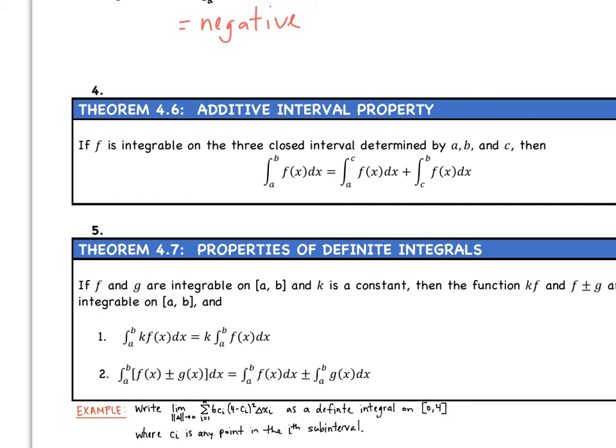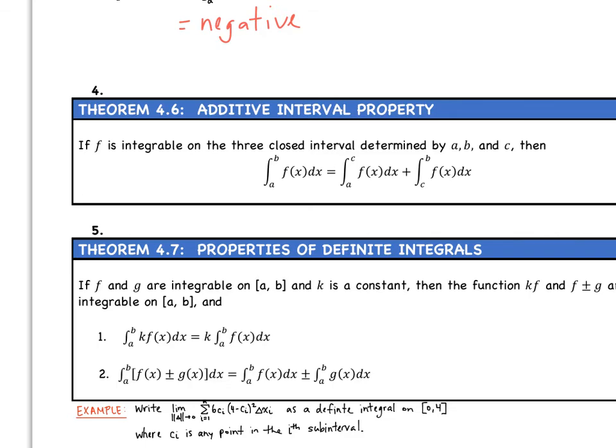The fourth theorem, 4.6, the additive interval property, simply says that if f is integrable on the three closed intervals from a to b, a to c, and c to b, then we can say the integral from a to b is equal to the integral from a to c plus the integral from c to b, if c is in between those guys.